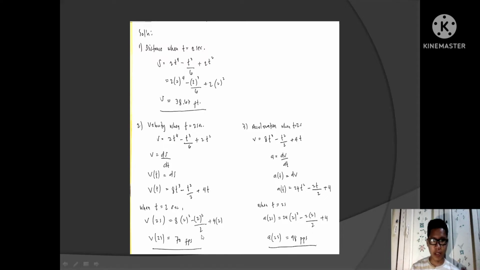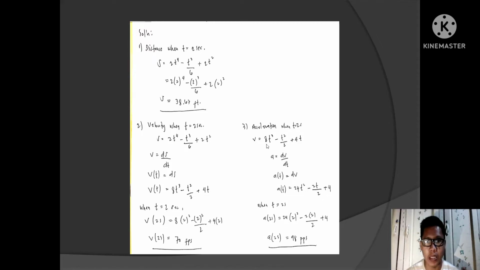So the next one is the acceleration when t is 2 seconds, wherein the equation we used earlier is what we will use as the equation for acceleration. So we have v equals 8t cubed minus t squared over 2 plus 4t. Since our acceleration is just equal to delta v over delta t, where our a in terms of t is the derivative of v.